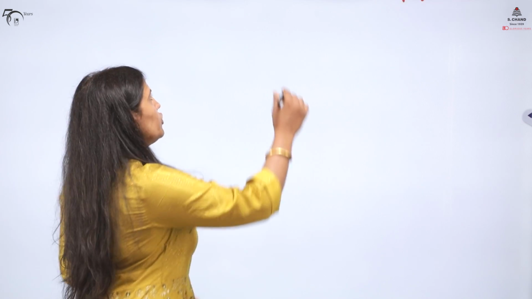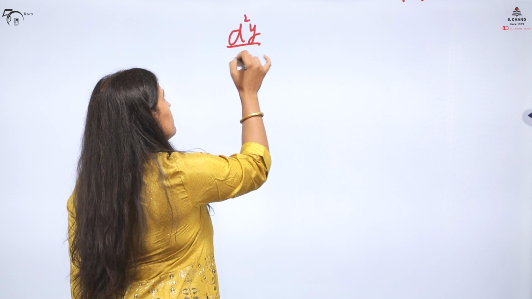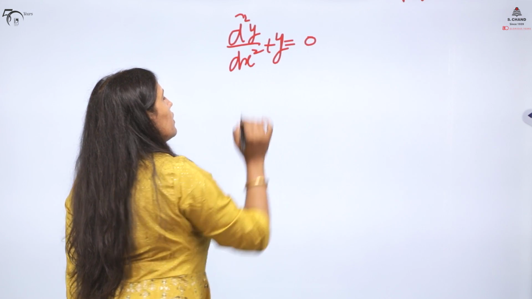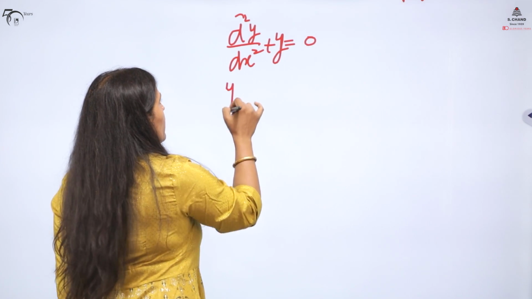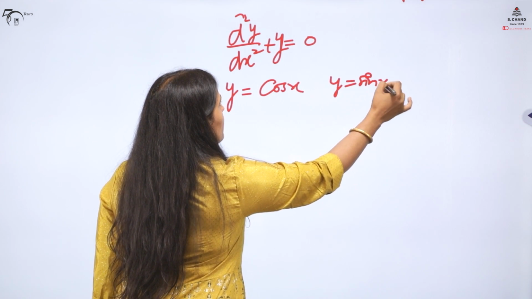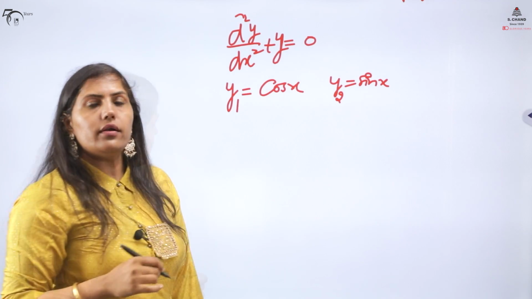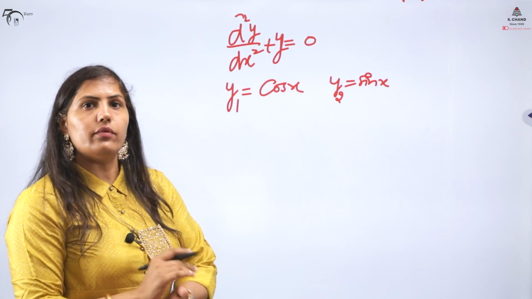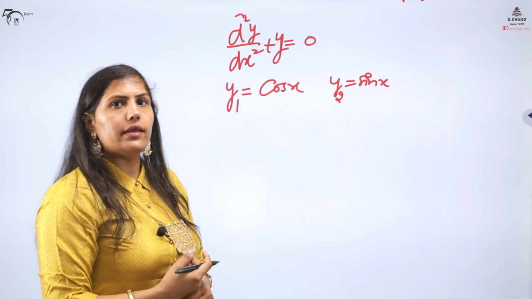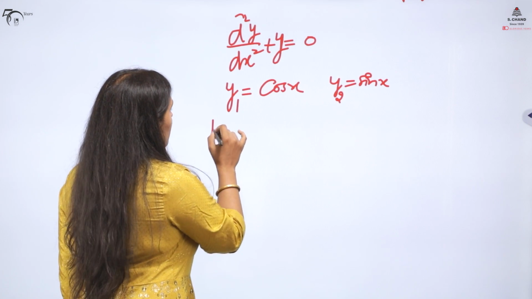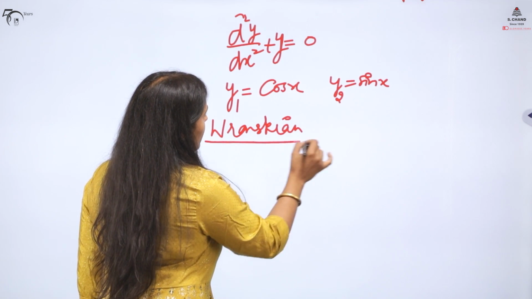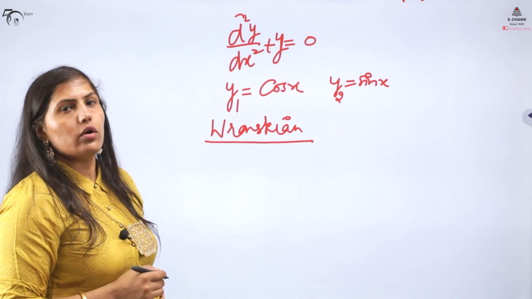Coming to now, before the break I took one example, and the example was this. The two solutions of this equation are cos x and sin x. Before the break I gave you the definition of linear independence, which is sometimes very difficult to check. So now, an easy way of checking linear independence, what we call the Wronskian.